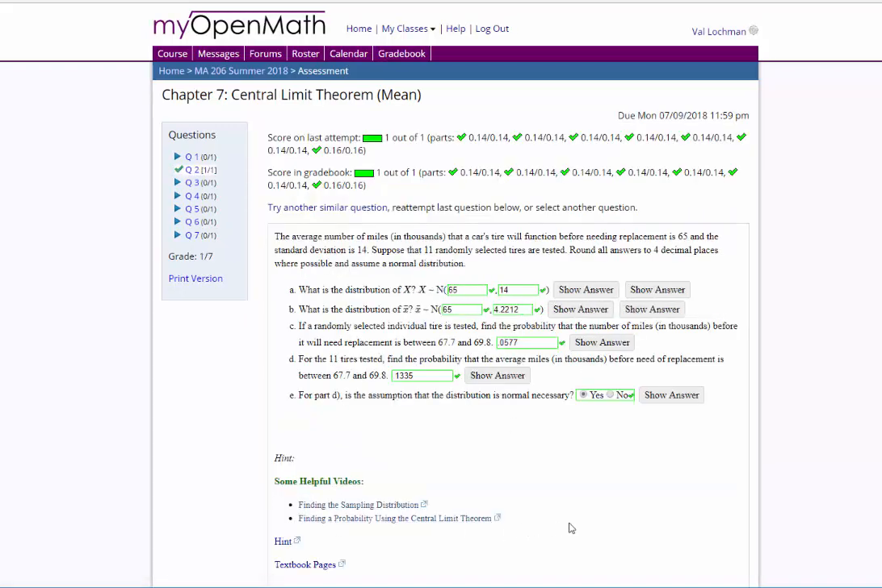All right, let's see. Looking good, all green. That means we got it all correct. Okay, so that is a typical problem for central limit theorem topic, okay?